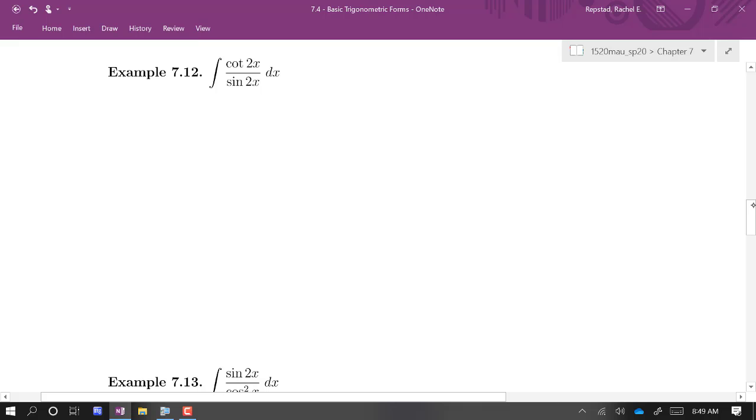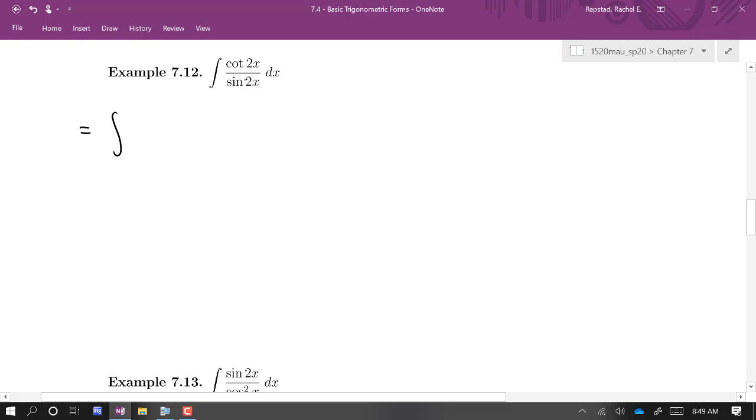Okay. In example 712, we've got cotan 2x over sine 2x. Now, immediately, there's nothing that shows up where I say, oh, here's u, and I see its derivative show up somewhere else. The derivative of sine isn't cotan, it's cosine, so it's not going to be that. It's not a log form. So what I'm going to do is just rewrite this a little bit.